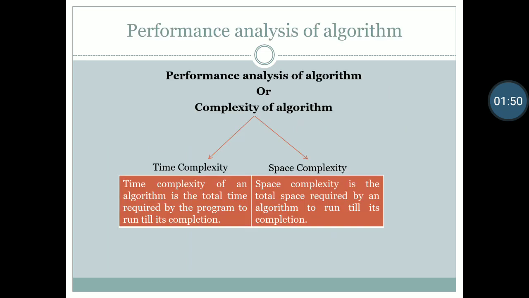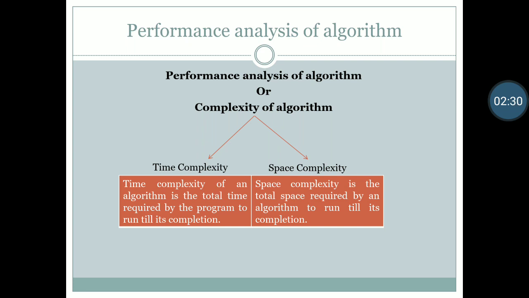Now, performance analysis of algorithm. It is also known as the complexity of an algorithm. So mainly, an algorithm has two complexities. The first one is time complexity, and the second one is space complexity. The time complexity of an algorithm is the total time required by the program to run till its completion. Means the total time duration for running a program will be considered as the time complexity of the algorithm.